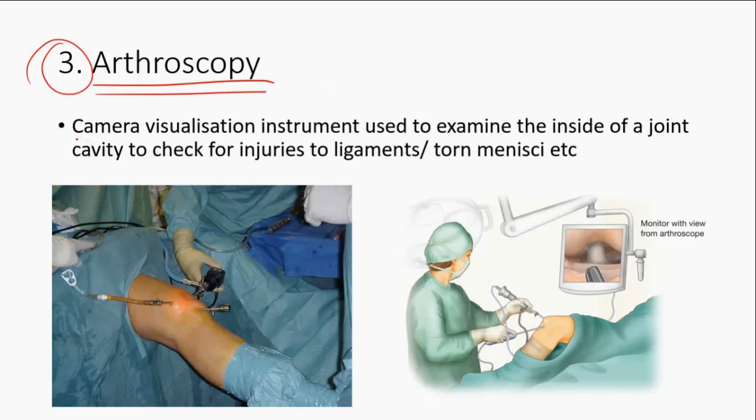So this is essentially a camera being used on this patient, and it's used to examine maybe torn menisci or other problems that exist inside the joint. Again, no need to go too much into detail, but just remember that an arthroscopy is used to look at the inside of a synovial joint.